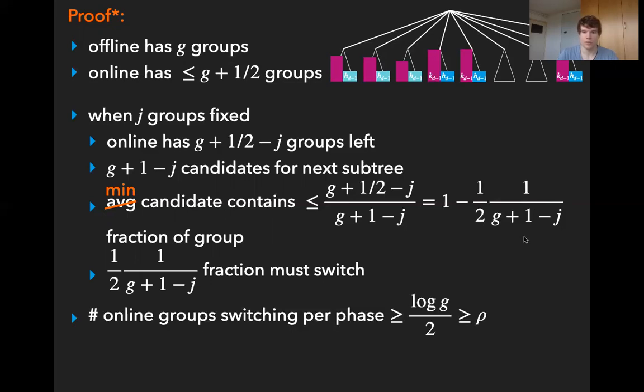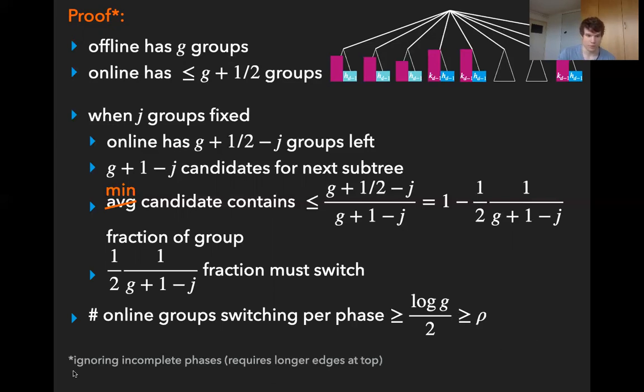And if we then sum this up over all J, then we see that the number of groups that are switching along the top edges is therefore at least of order log G. And now we had chosen G exponential in rho, and therefore log G is at least rho. So this shows that at the top, we also have this lower bound of rho, and we saw that we also have it at the bottom. So overall, we have a lower bound of rho on the competitive ratio.